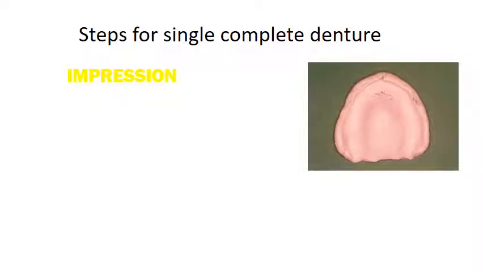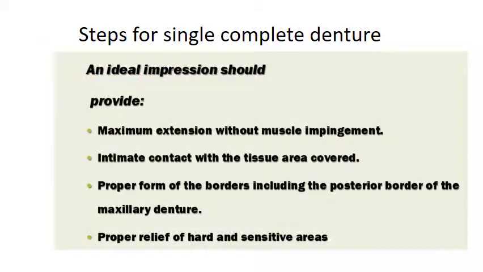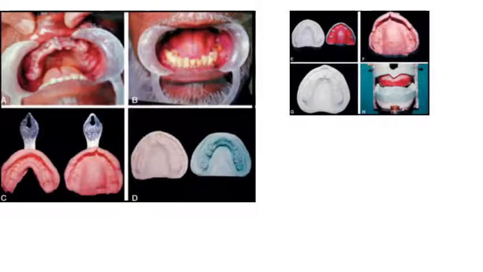The steps for construction of a single complete denture include first impression, primary and final, and the ideal impression for such a case of single complete denture. It should provide maximum extension without muscle impingement, intimate contact with tissue area covered, proper form of border, include the posterior border of the maxillary denture, and the proper relief of hard and sensitive areas.